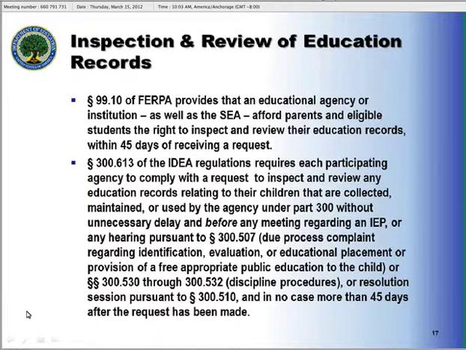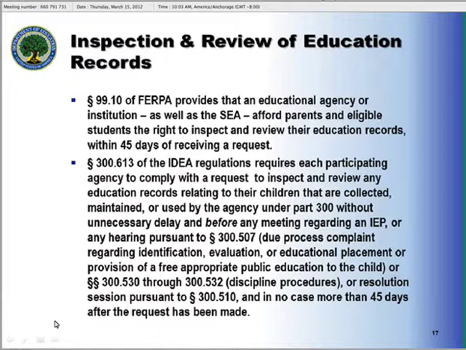One of the basic rights under FERPA is the right for a parent to inspect and review their child's education records, or for an eligible student to inspect and review their own education records. Section 99.10 of the FERPA regulations explains the access requirements. A school must comply with the request for access to education records within 45 days of receiving the request. It is important to note that the requirement is for access.